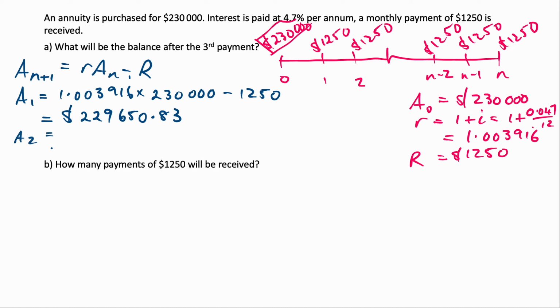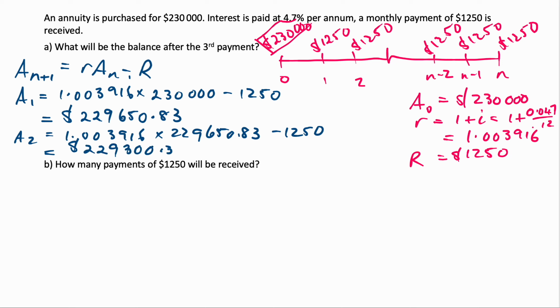Then we just have to keep putting that in. That goes in as our new balance there, so it'll be 1.003916 times the 229,650.83 minus that 1,250, and that's coming out to $229,330. Now if you repeat that process, we just want to know the balance after the third payment.